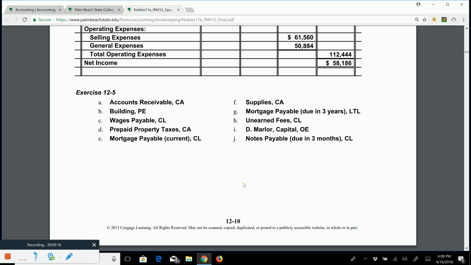All right, so classification of a balance sheet is very important for proper presentation. Same thing with an income statement. We want to classify those sections on our income statement for proper presentation to our readers of the financial statements.